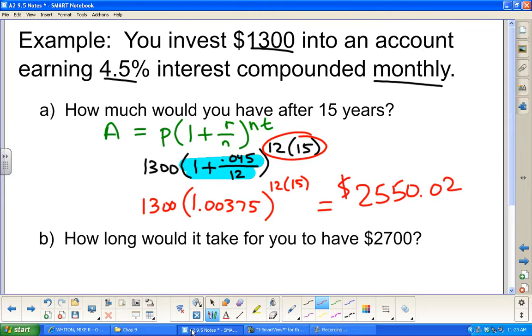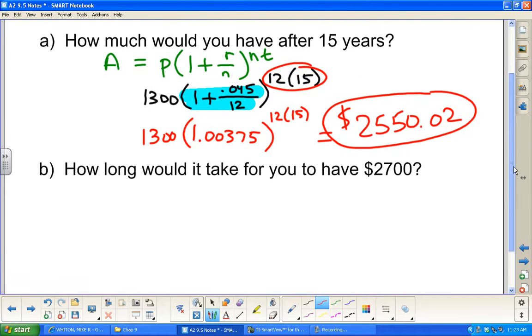So not bad. We only started with 1300. We almost doubled our money. It took 15 years, so I guess it's a little bit slow, but hey, free money sitting in a bank account. You do a retirement account or something. It's going to be in there for a long time.